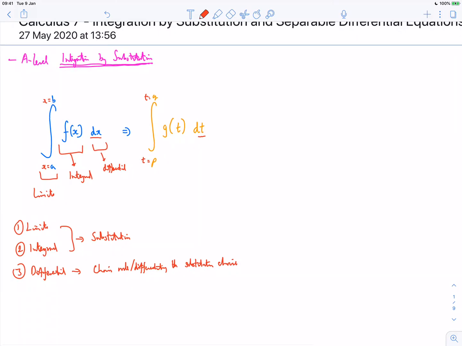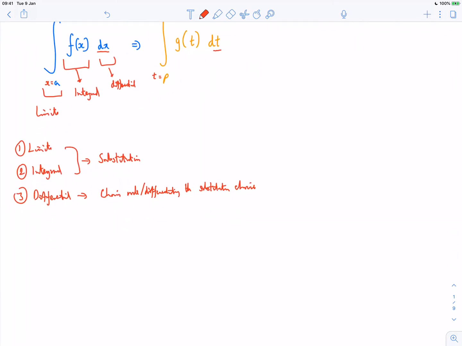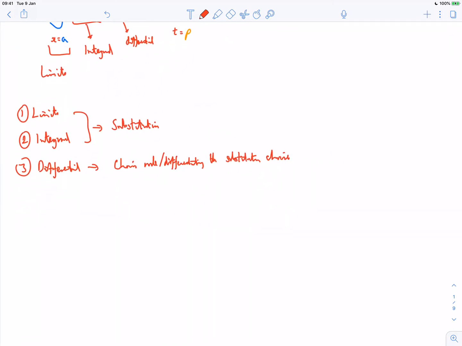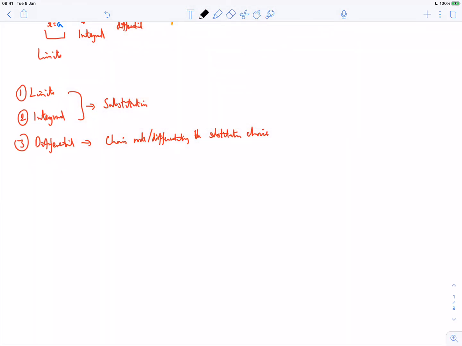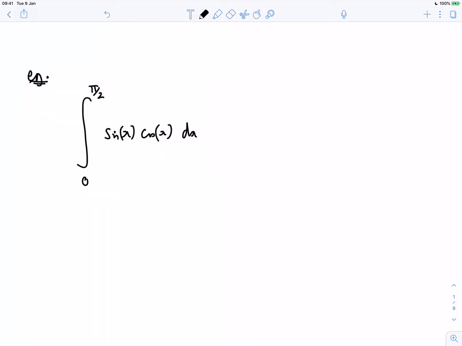Okay, so you're probably thinking, right, okay, what do you mean? Well, let's go for an example of that. Let's suppose, e.g., suppose I want to integrate between 0 and pi over 2 sine of x times cosine of x dx. And I want to evaluate what this thing is.